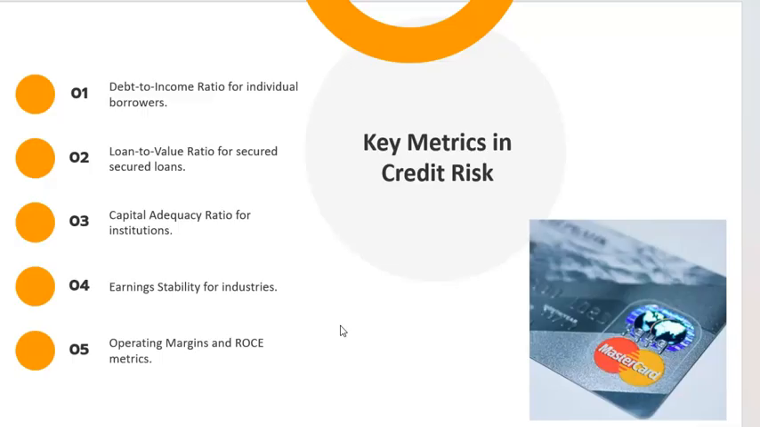Fourth and fifth, for corporate borrowers, earnings stability and metrics like operating margins and return on capital employed are critical. A company with stable, growing earnings and healthy margins is a far safer credit than one with volatile, declining profitability, regardless of what their balance sheet might show at any single point in time.